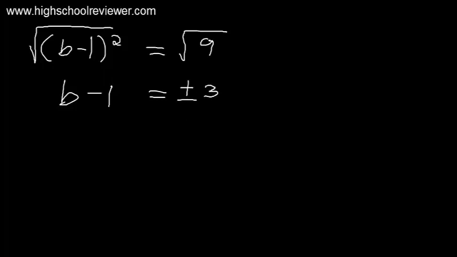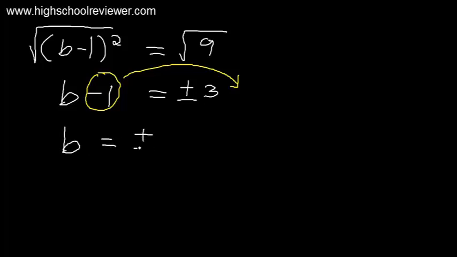So to solve for b, we need to transpose negative 1 to the other side. What will be left on the left side will now only be b, and this will be equal to plus minus 3. If we transpose negative, this will change sign. This will now become positive 1.